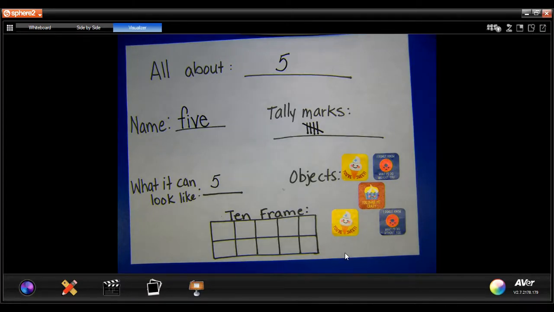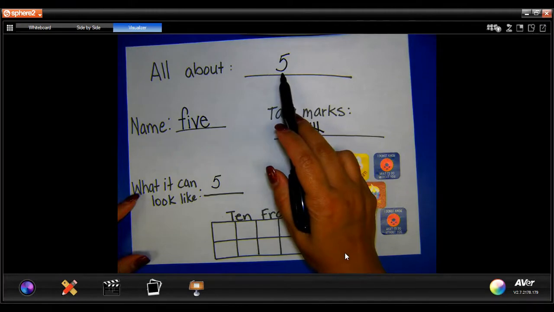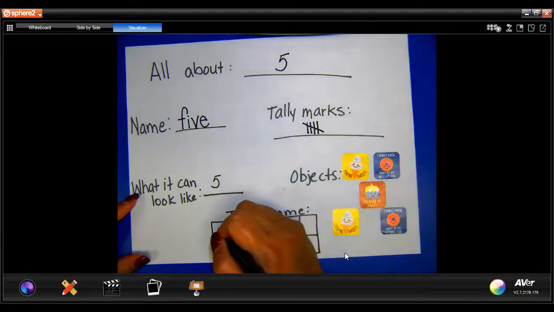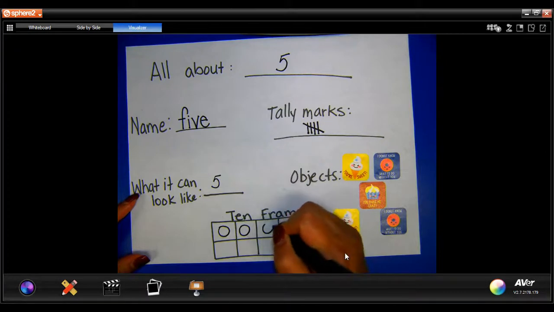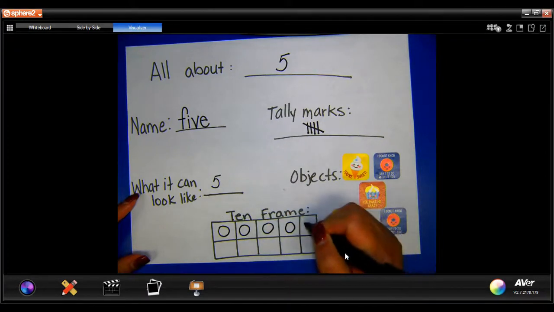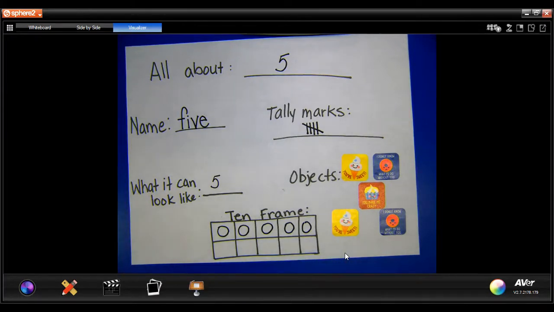Okay. Now we're going to our 10 frame and we're going to draw how many circles? 5, because we're working with 5. Remember, the 10 frame has 10 squares. 1, 2, 3, 4, 5, 6, 7, 8, 9, 10. But we're only going to draw on 5 of them because our number is 5. So we're going to do 5 circles. 1, 2, 3, 4, and 5. It's going to be all the top squares. Okay, that's number 5.